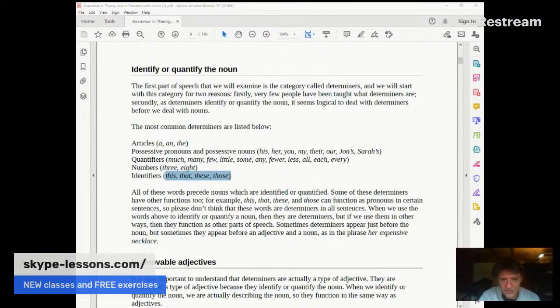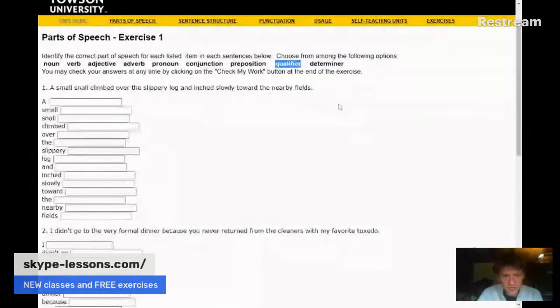So let's have a go at an exercise now, and we're going to have to stop sharing and then start sharing on one of the Chrome tabs. Let's try this. Okay, hopefully that is working. So this is an exercise which is online. I like how Towson University do exercises, especially for parts of speech. So let's have a look at what kind of word each one of these words are in the sentence, how they function.